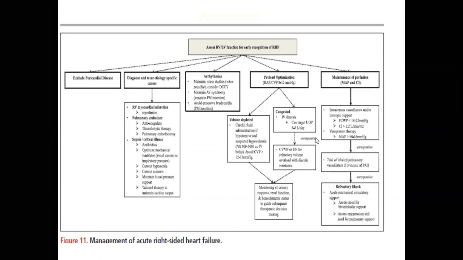Which of the following RV function tests is load independent? I think from the presentation you have noted that RV elastance is load independent, but it's not clinically available, okay? And in the management of acute right ventricular failure, dobutamine is the preferred inotrope, answered by 96% of the respondents. So this is what I have.